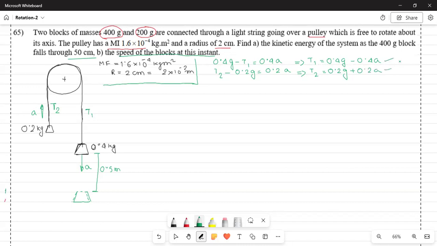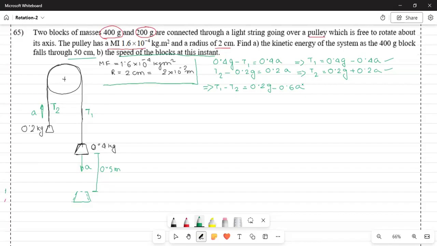So we have got two equations. From here, let's find T1 minus T2. T1 minus T2 is 0.2 G minus 0.6 A. This is one equation.